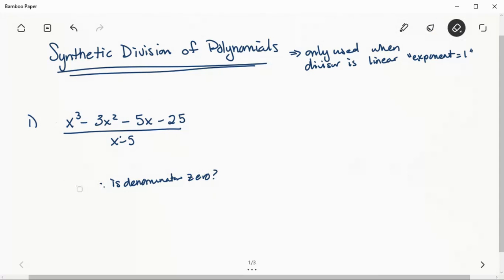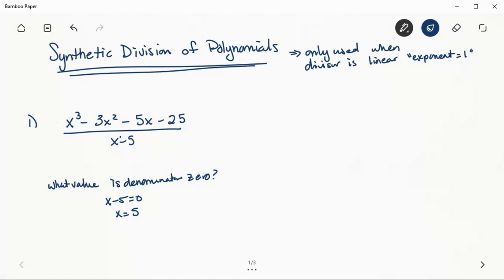So x minus 5 equals 0, and we can see that x will be 5. That 5 is a significant number. When we set this up, we are going to set this up so that that 5 is separate and in its own box, all by itself. So that value is from the denominator.